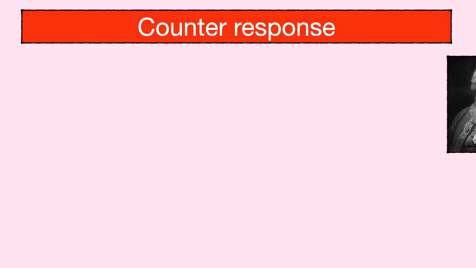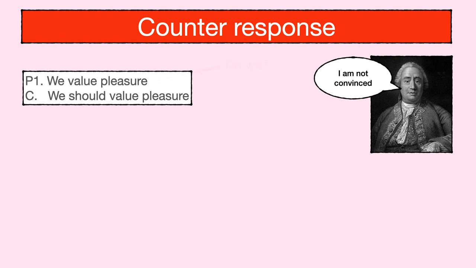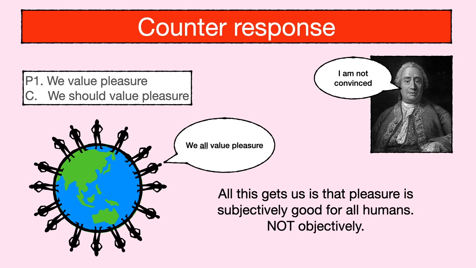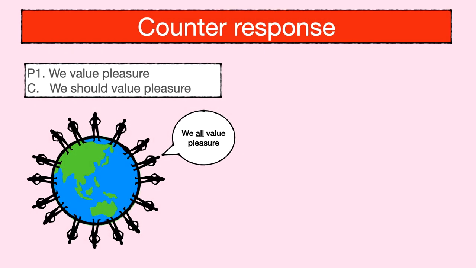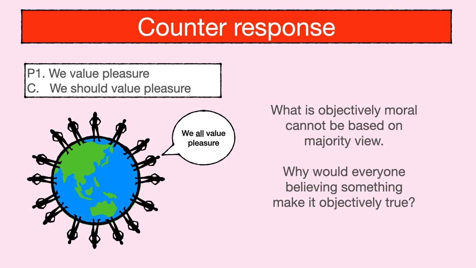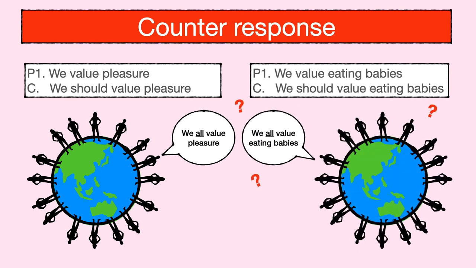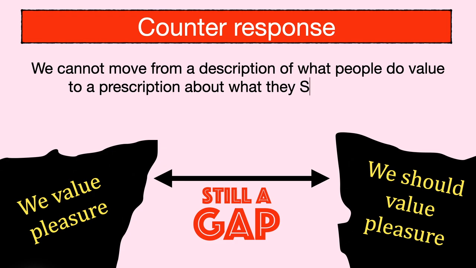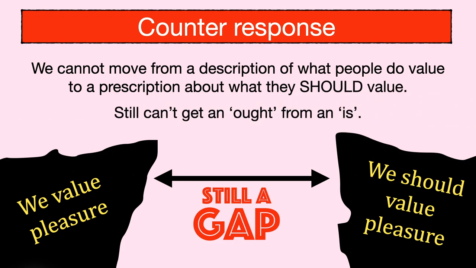Yet it's not clear this is enough to bridge the is-ought or fact-value gap. We might argue that not everyone values pain and pleasure the same. But regardless, even if they did, and we could state it was a universal fact about humans that we all value pleasure, this still does not logically entail that pleasure is objectively good. All this gets us is that it is subjectively good for all humans, but not good objectively, like moral realists, such as utilitarians, claim. What is objectively moral surely cannot be based on majority view. Perhaps we're all mistaken in what we value. Why would us believing something be what makes something objectively true? What if everyone thought eating babies was good? Would that make it good objectively? We cannot move from a description about what people value to a prescription of what they should value. In other words, we still cannot get an ought from an is.